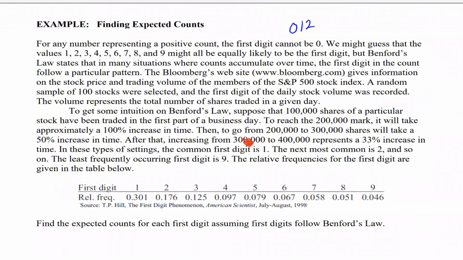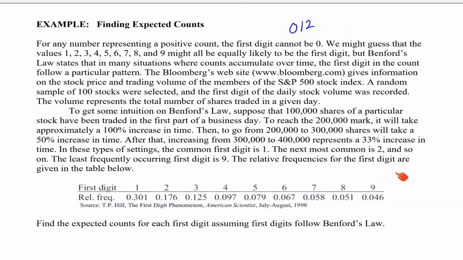To get some intuition on Benford's law, suppose 100,000 shares of a particular stock have been traded on the first part of a business day. To reach the 200,000 mark, it will take approximately a 100% increase in time. To go from 200,000 to 300,000 shares, we require a 50% increase in time. After that, increasing from 300,000 to 400,000 is a 33% increase in time, etc. So in these settings, the common first digit is 1. The next most common first digit is 2, and so on. And the least frequently occurring first digit is 9.